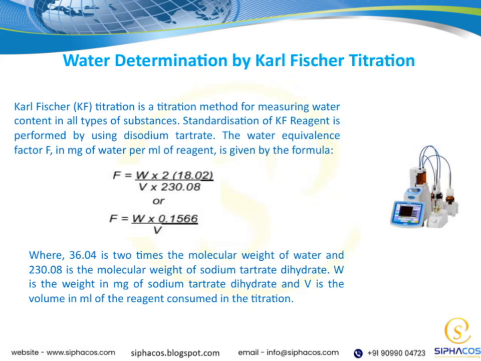Now, let's take a closer look at the key numbers involved in this calculation. The number 36.04 represents twice the molecular weight of water. Since water's molecular weight is 18.02, multiplying that by 2 gives us 36.04. The number 230.08, on the other hand, is the molecular weight of sodium tartrate dihydrate. These values are crucial because they help us relate the amount of reagent used in the titration to the actual water content in the sample.